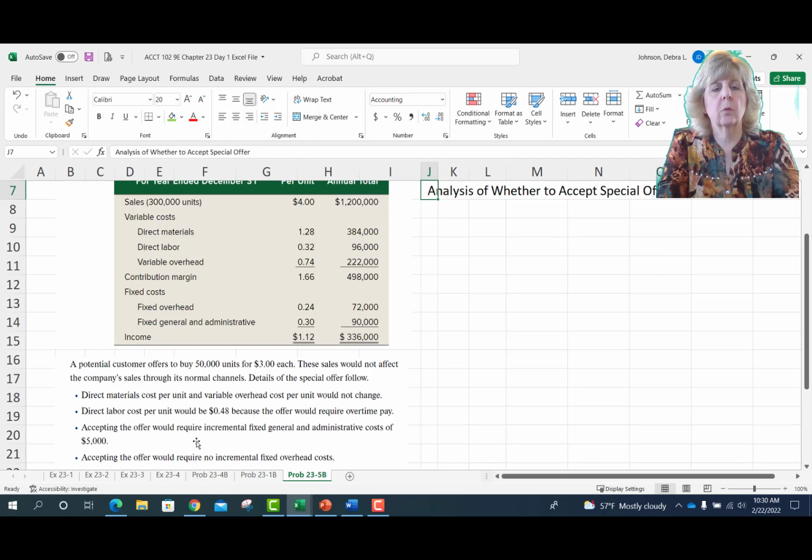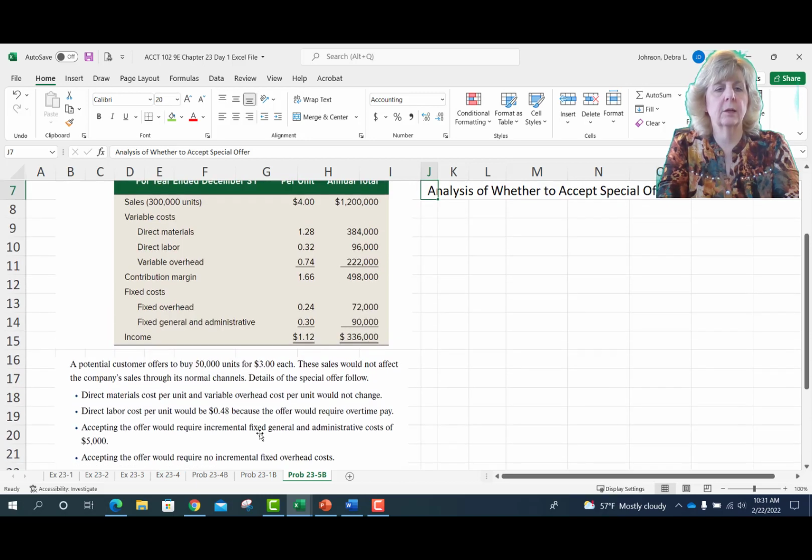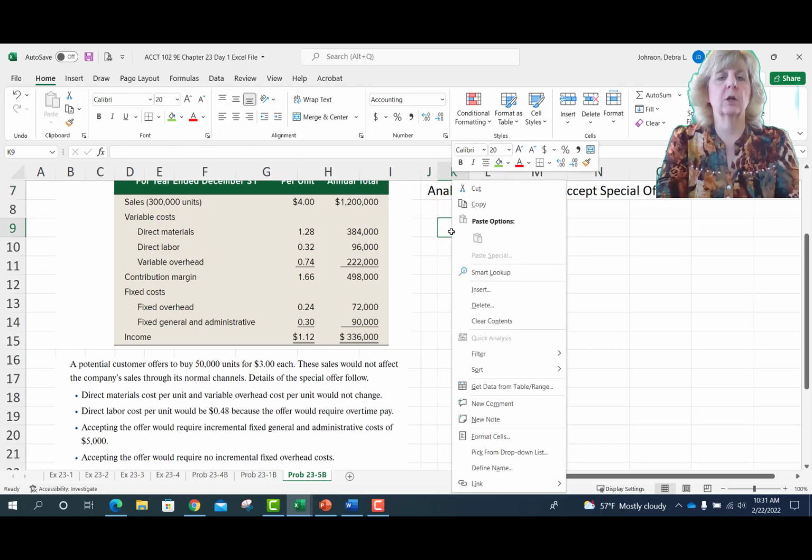Accepting the special offer would require incremental fixed general and administrative costs of $5,000. Whereas GAAP fixed costs would not necessarily be relevant, we're focusing on incremental or differential costs. So what they told us is there is a $5,000 fixed cost associated with accepting this. And then they make the statement that accepting the offer would require no incremental fixed overhead costs. Of course, the question is, should we accept this special offer?